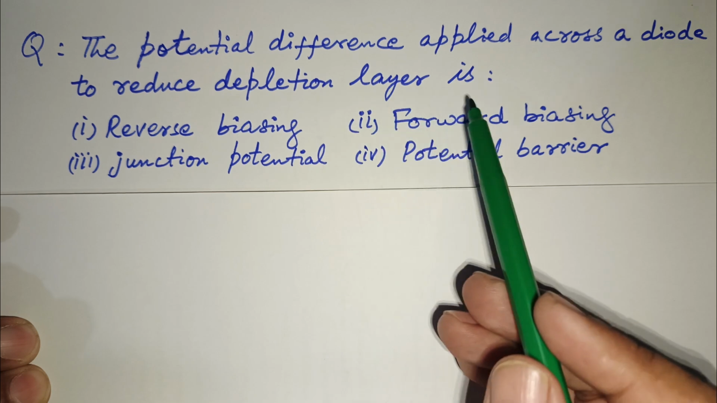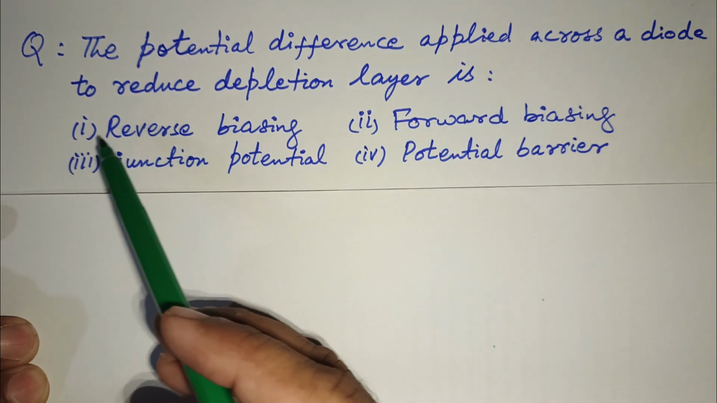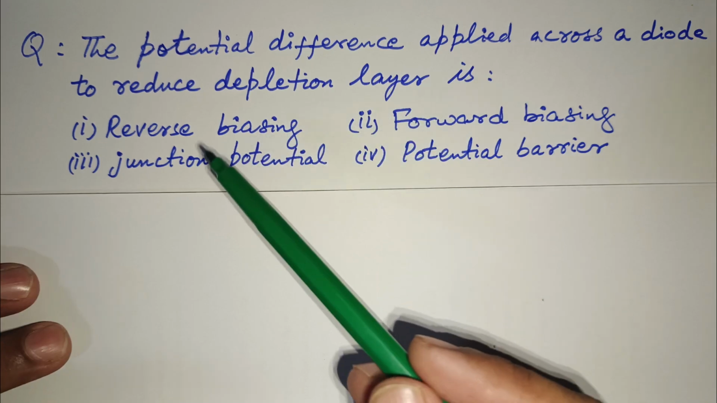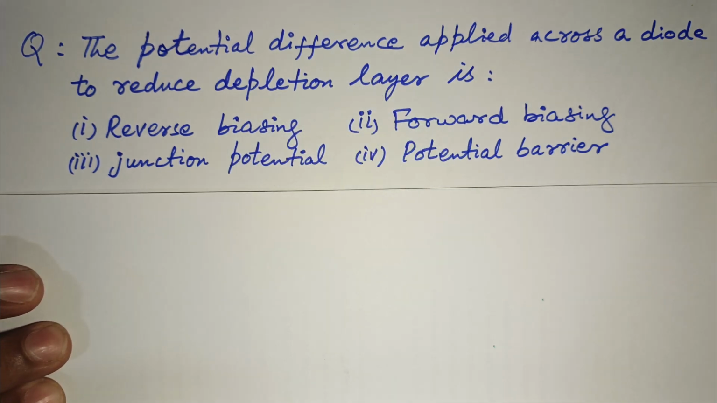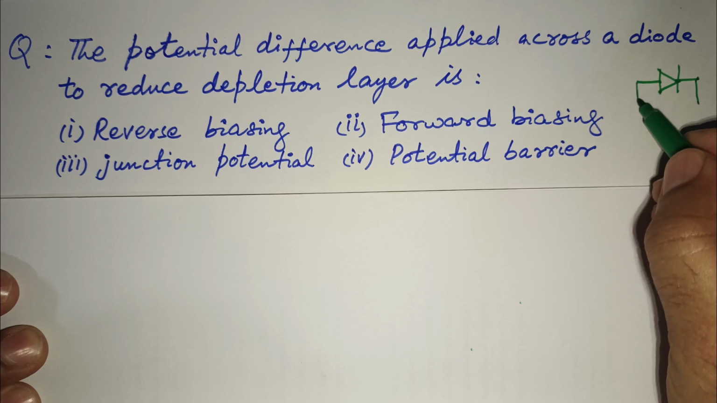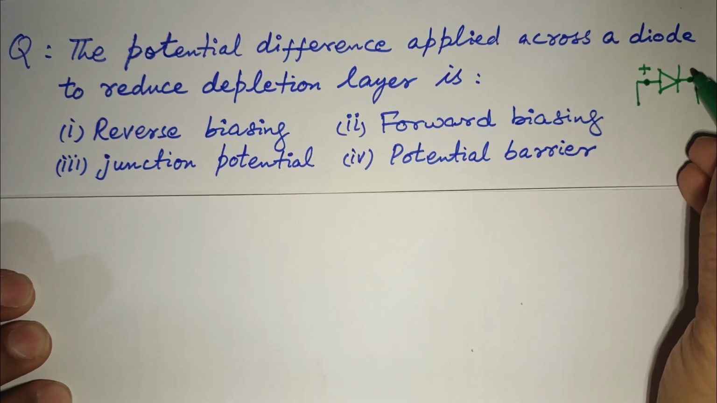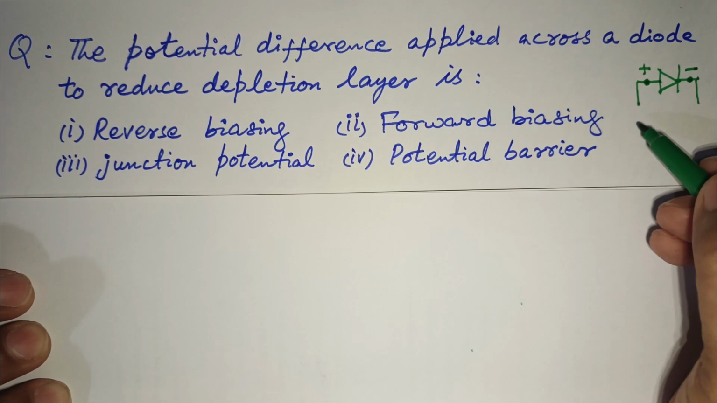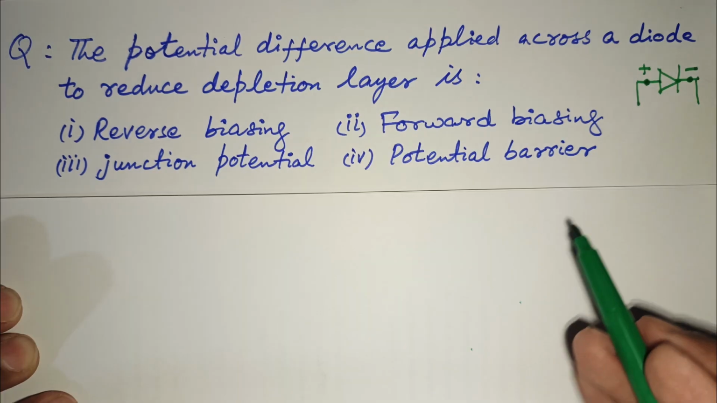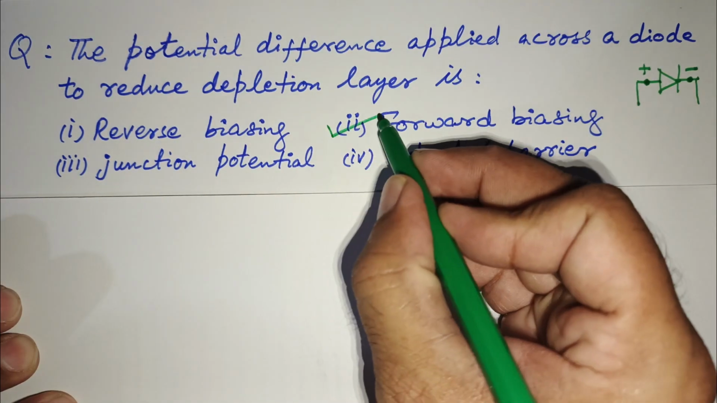The potential difference applied across a diode to reduce depletion layer is, when we apply potential difference across a diode, it is like this when it is connected to the source. We know that in case of semiconductor diode, it conducts only in the forward direction. So the correct option is forward bias.